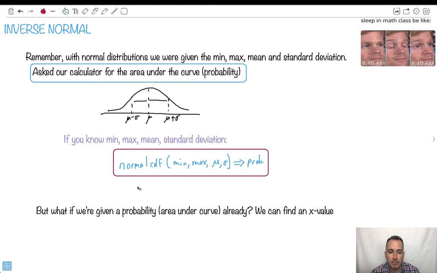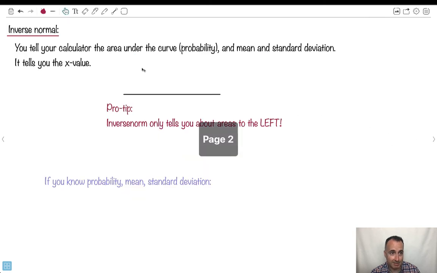Super. But what if we're given a probability? What if we start here and we're looking for something else, for example an x value, some sort of maximum? This is what we do for inverse normal. You tell your calculator the area under the curve. So this is a case where you actually know the area under the curve, let's say it's like this right here. And we know the mean and we know the standard deviation.